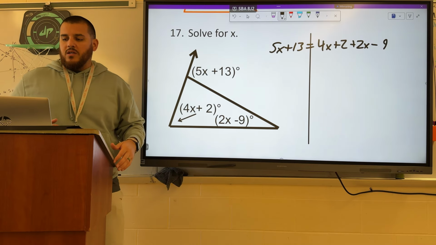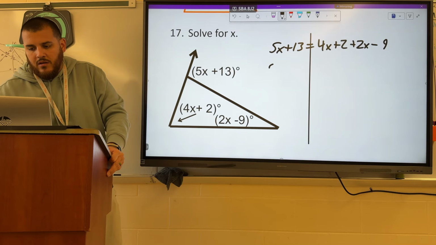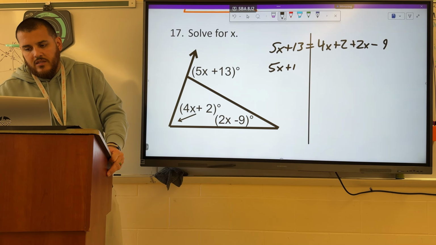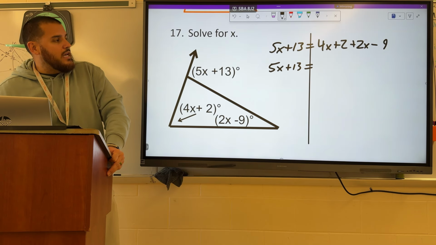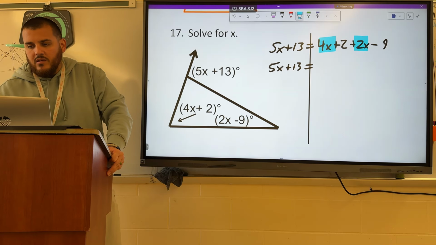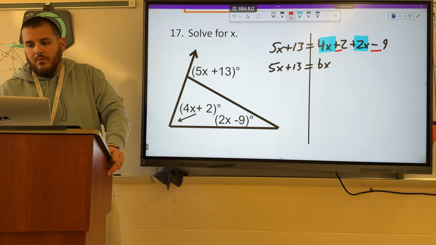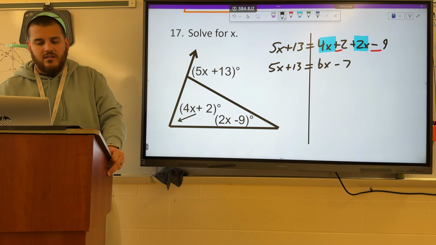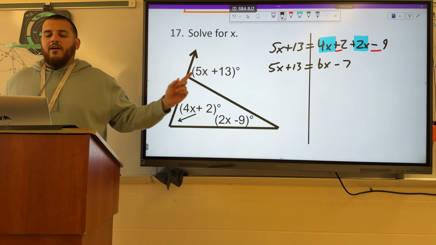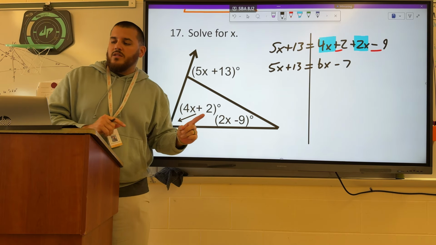Right, we have a lot of algebra to do here. We have like terms to combine, but none on the left. The 5x and the 13 need to stay the same. On the right, we have 4x plus 2x. Those need to be combined to 6x. We have a positive 2 and a minus 9. Those combine to a negative 7. Right? Now I have x's on both sides, and I don't want that. I want them on the same side.